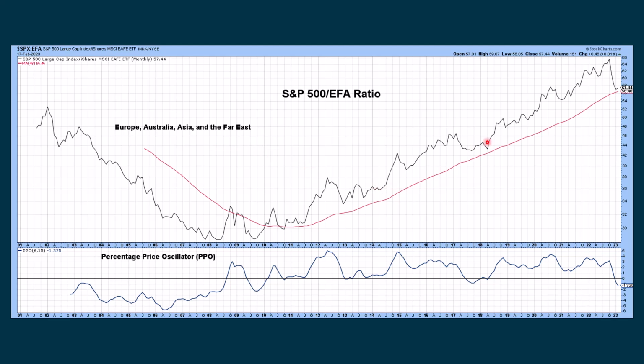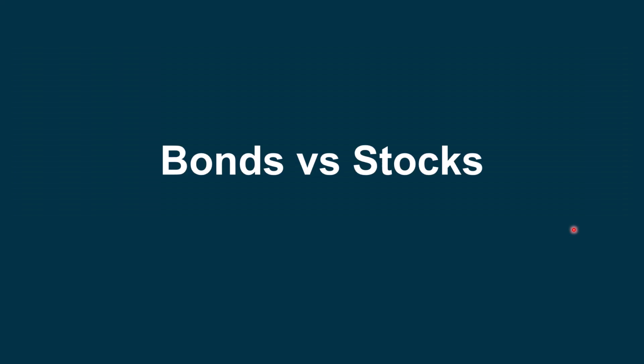Still shows that the S&P is outperforming, even though it's showing some recent weakness. On the bottom, we're looking at the percentage price oscillator, and we want to see that turn back up for things to turn more healthy. One thing to be aware of, this is a monthly chart, so it goes back a long time, and it takes a long time for these things to change on this chart.